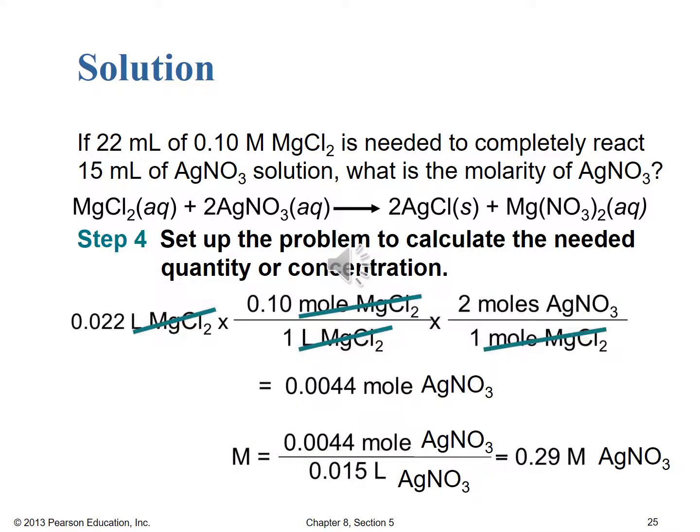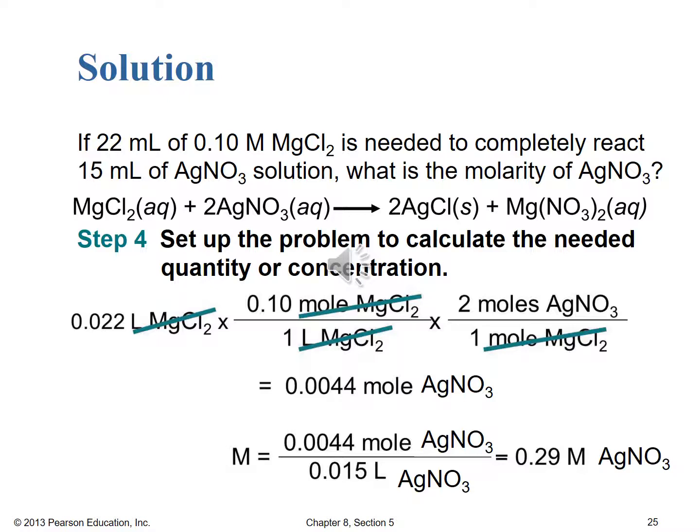All right, finally here in step 4, we can start with our 0.022 liters of MgCl2, multiply it by the 0.10 mole MgCl2 per 1 liter of MgCl2 to cancel liters of magnesium chloride and be left in moles of magnesium chloride. Then multiplying through by the 2 moles AgNO3 per 1 mole MgCl2 from the balanced chemical equation, we see that that would require 0.0044 moles of silver nitrate.